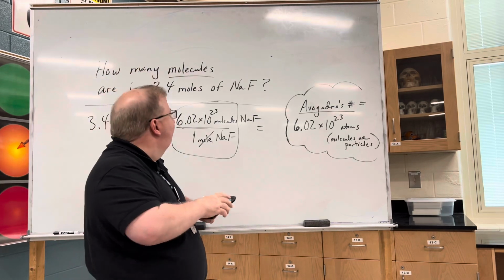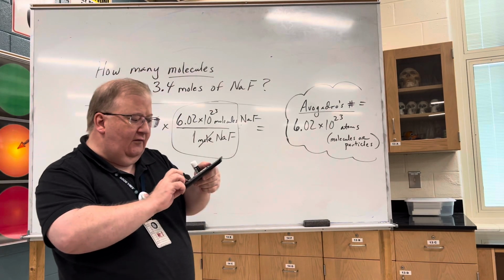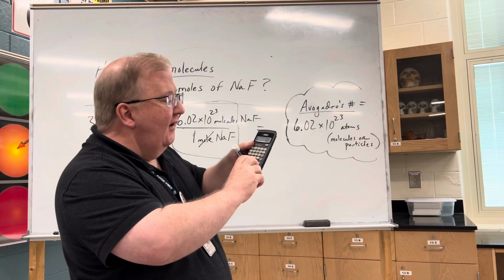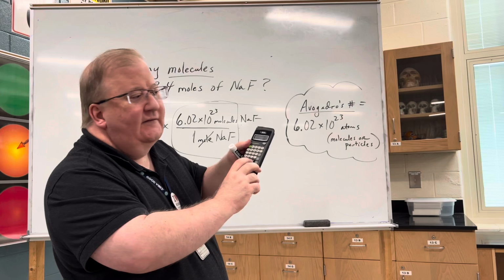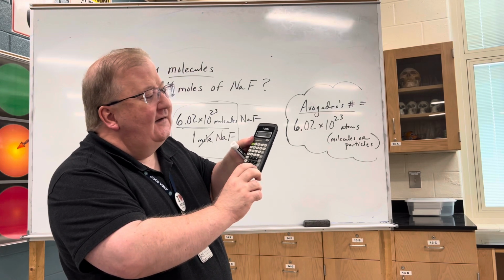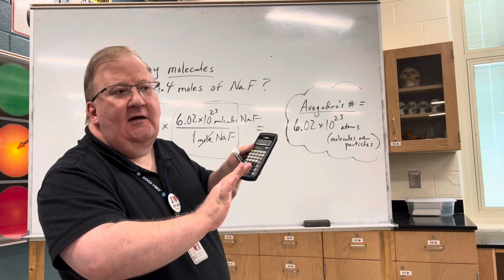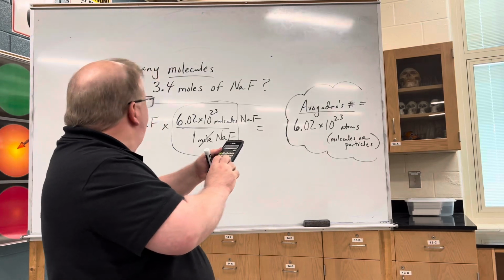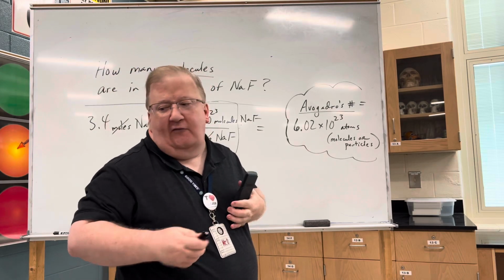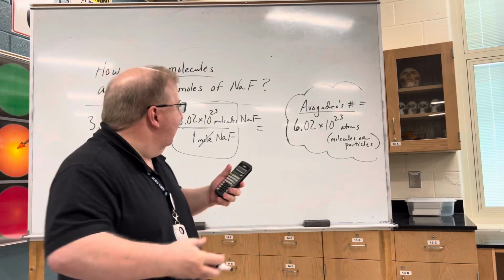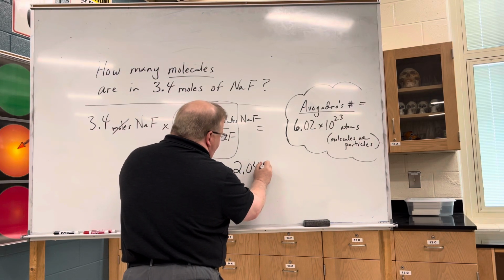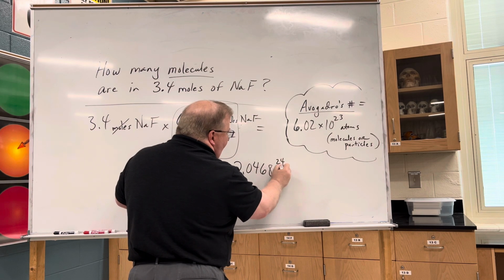So I always put 6.02 and use the EE button for times 10 to a power 23. So do 6.02 EE 23. I like to hit equals just to lock that number in, times 3.4 equals, all right? Now your calculator is gonna give you an answer that looks like this, 2.0468 and a 24 like that.